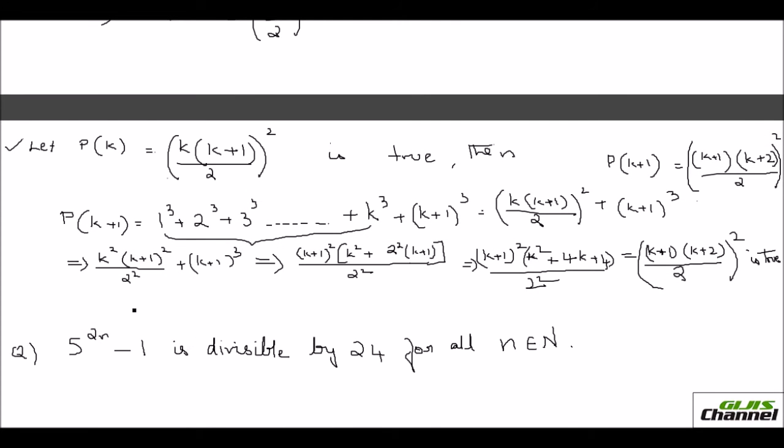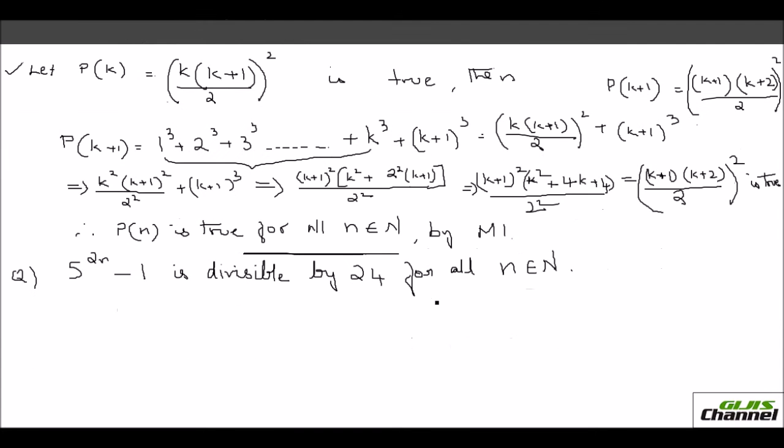You have proved that it is true. So you have to write this last statement here. Therefore, P(n) is true for all n natural numbers by mathematical induction. Yeah, you have to write this statement after every problem. Okay, so that is solved. I hope you understood this.